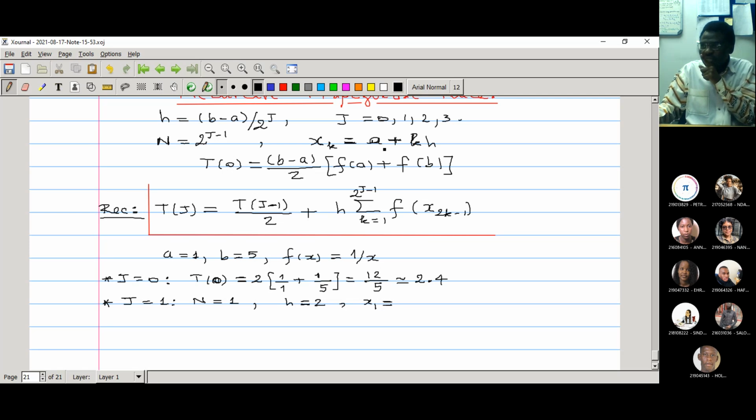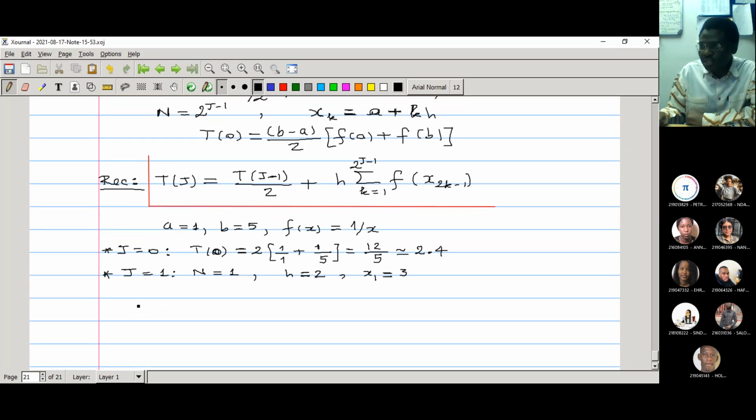It is A, which is this one. A is 1 plus K, K is 1, into H, and H is 2. So that will be what? It will be 1 plus 2, which is 3. Do we all agree that X sub 1 is 3? A is 1, H is 2, K is 1. 1 times 2, 2. 2 plus 1, 3. And that is it. We are done.